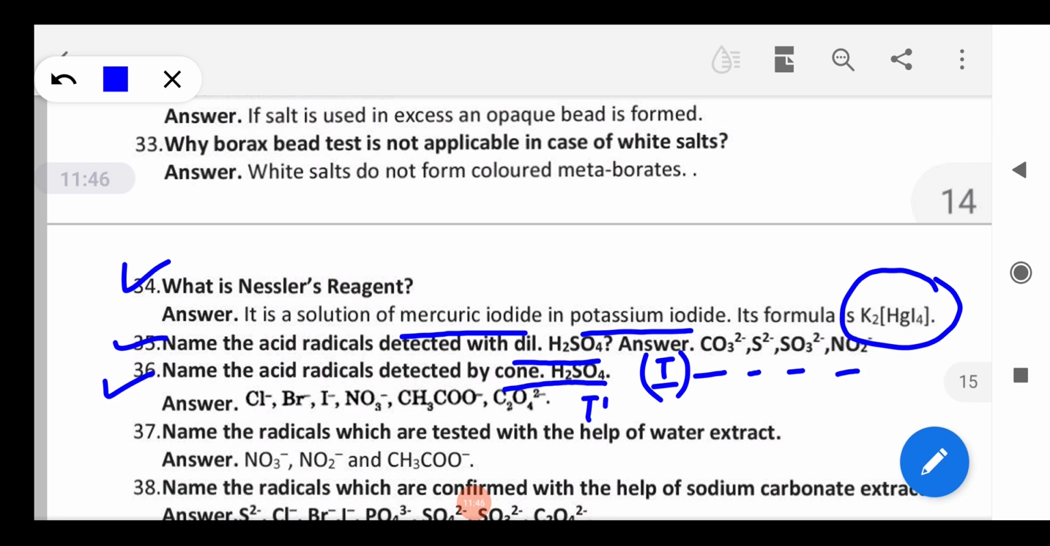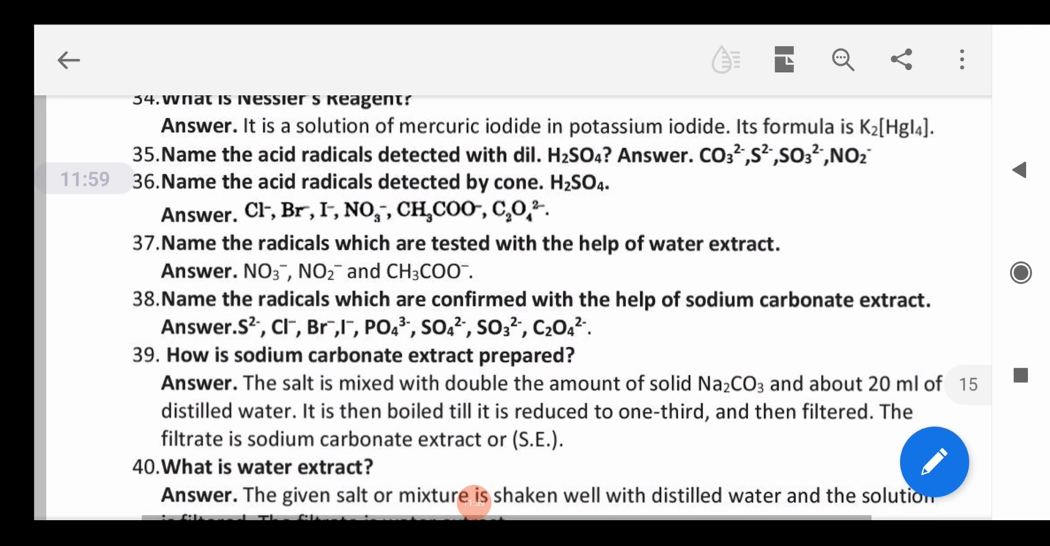And name the radicals which are detected by concentrated H2SO4. So it comes under acid radical group number 2. It includes all halides. In addition to that, it includes nitrate, oxalate and acetate ions also. Question number 37. Name the radicals which are tested with the help of water extract. So these are the nitrate, nitrite and acetate ions.